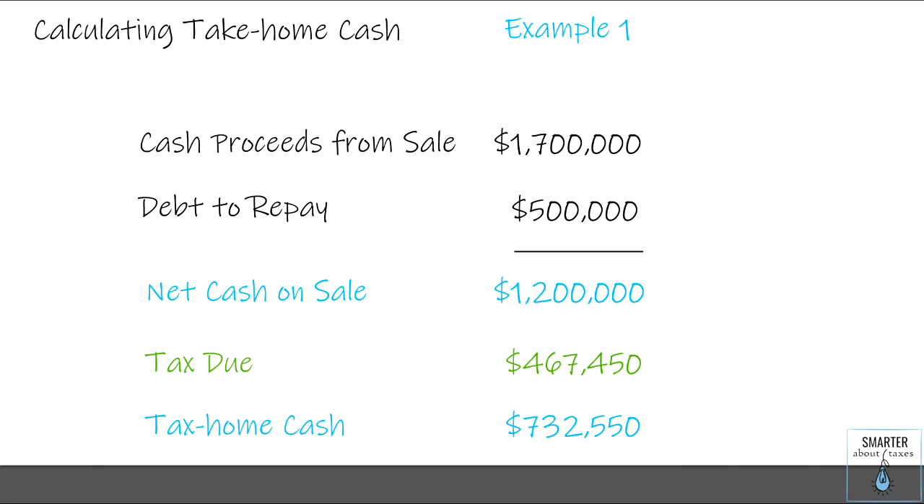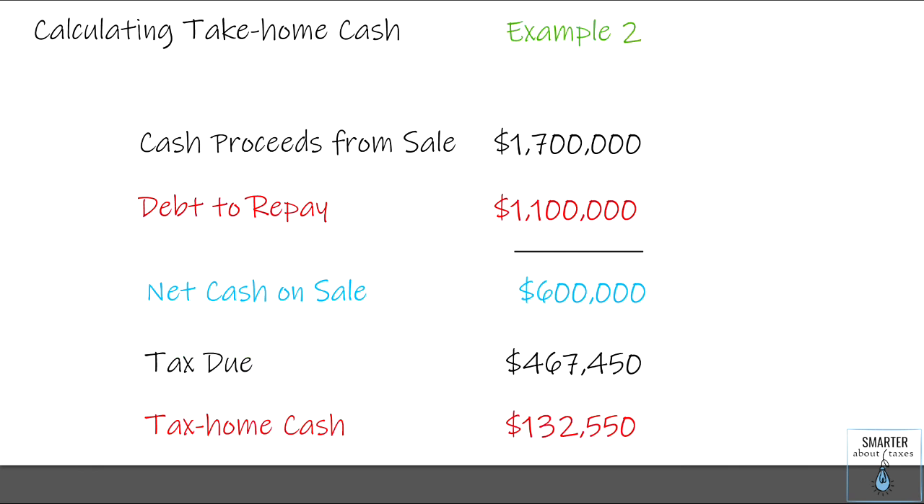Okay, so back to example 1, $1,700,000 sale price. We got to repay that debt on closing. We already talked about that. Net cash on sales $1,200,000. Then we go to file our tax returns. We owe another $467,450. Our take-home cash from this transaction $732,550.